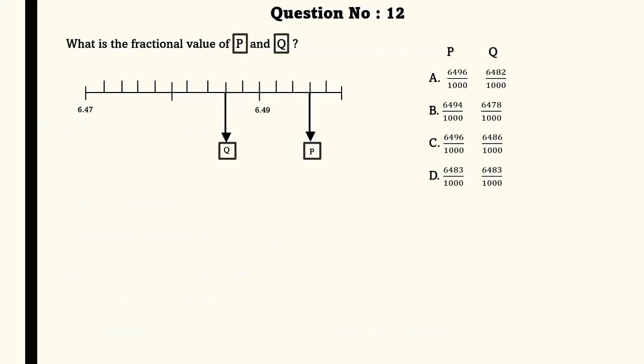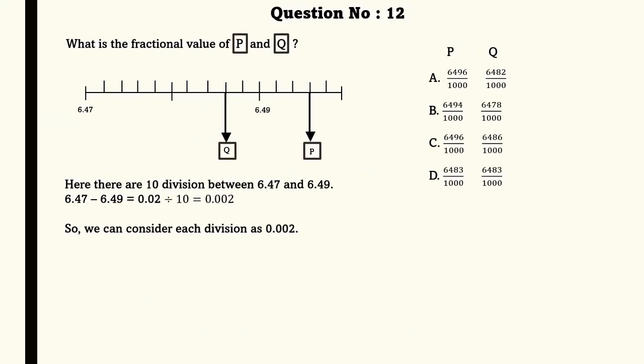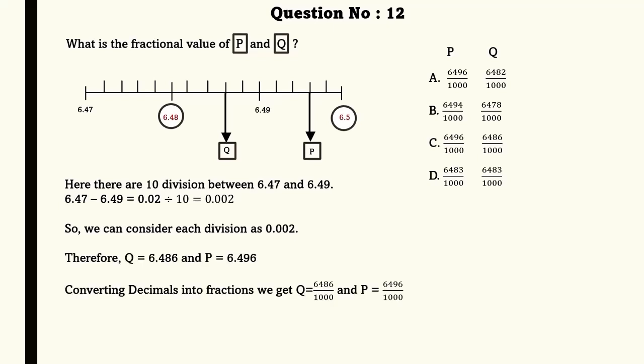Question 12. What is the fractional value of P and Q? Here, there are 10 divisions between 6.47 and 6.49. In order to find what is the value of one division, we have to first subtract 6.47 minus 6.49, which is equal to 0.02. And since there are 10 divisions between these two numbers, we have to divide it by 10. Then we will get the value of each division. Q is equal to 6.486 and P is equal to 6.496. If we change it into fractional value, it will be the C option.